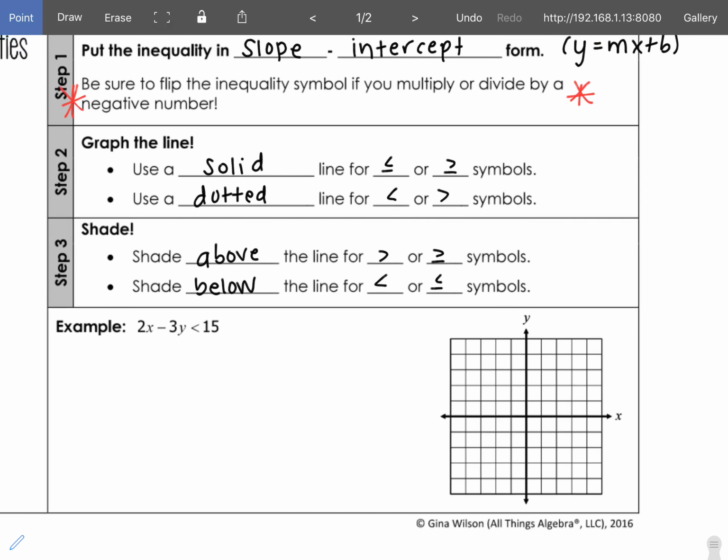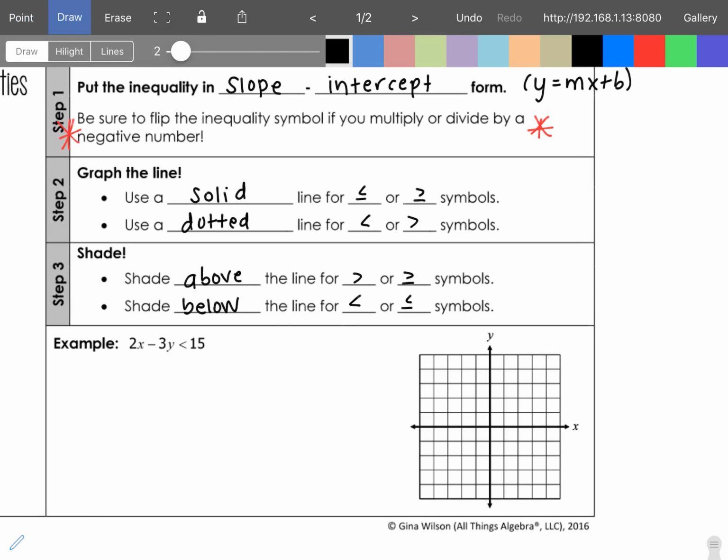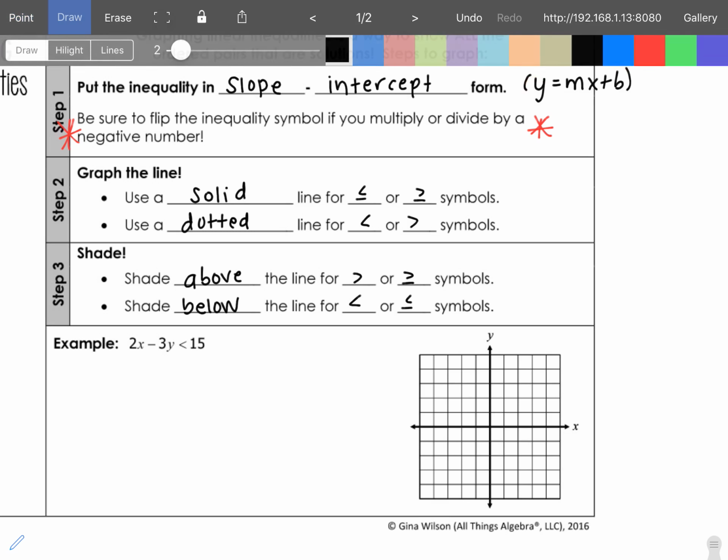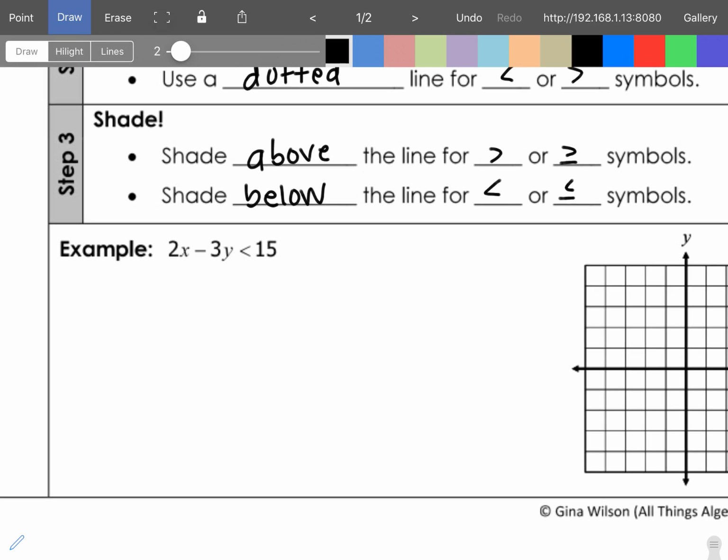All right, so let's put all of this together and follow the steps. The first thing, what does it tell us to do first? Step 1, put the inequality in slope-intercept form. That's the same as y equals mx plus b. We're going to do everything the same until we get to the graphing. So watch. And even then, it's not that different.